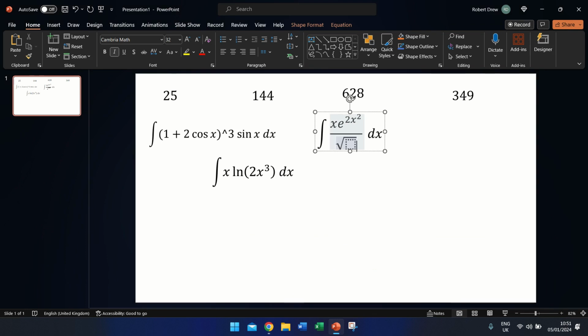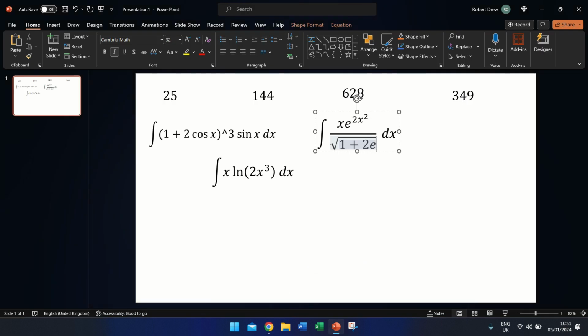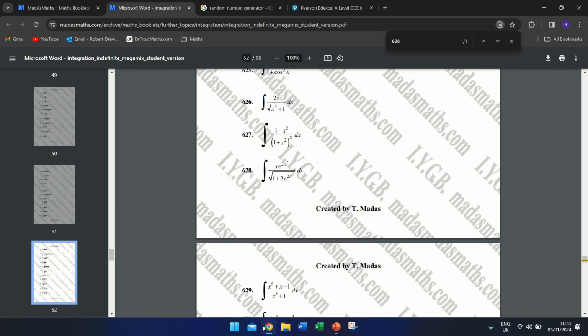What on earth is this? Well, this one, we know which one is going to be the time-consuming one in this video. 2e, and then the same thing, right? 2x cubed, or squared. Let me check. Okay, right, and then the last one is 349.